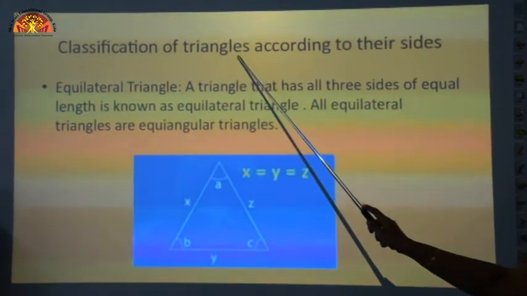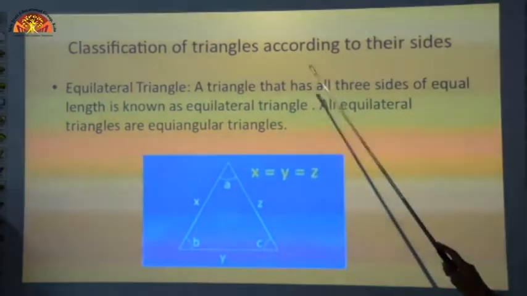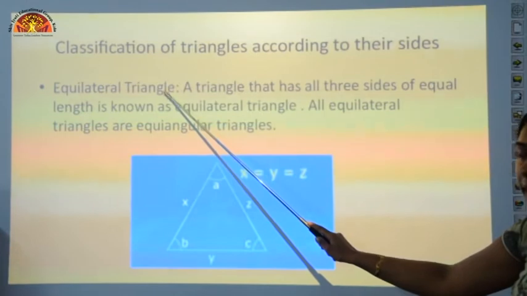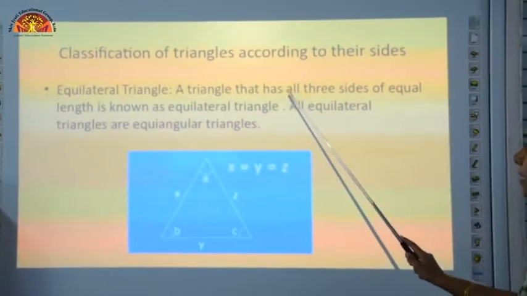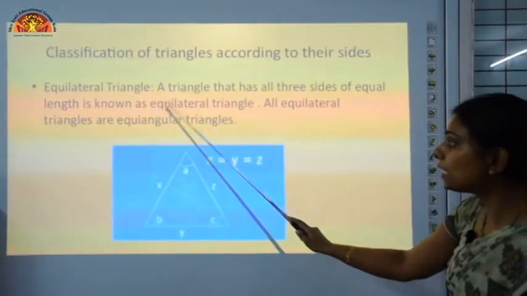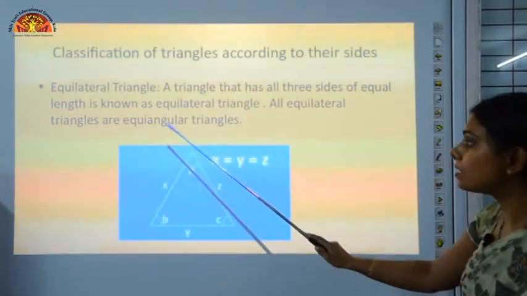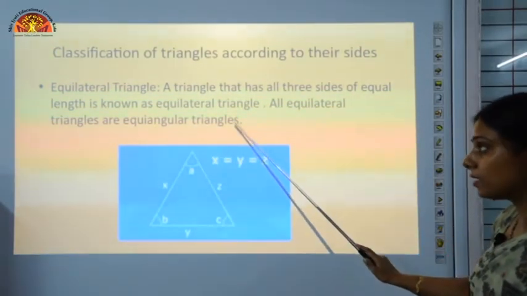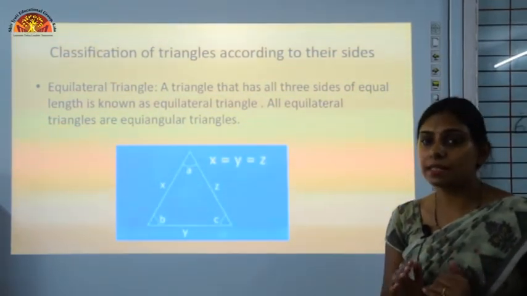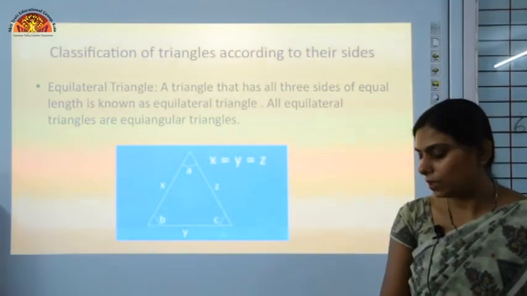Now classification of triangles according to their sides. Now how to classify triangles according to their sides? Equilateral triangle, a triangle that has all three sides of equal length is known as equilateral triangle. All equilateral triangles are equiangular triangles. So children, in case of equilateral triangle, all the three angles as well as all the three sides of the triangle are equal.